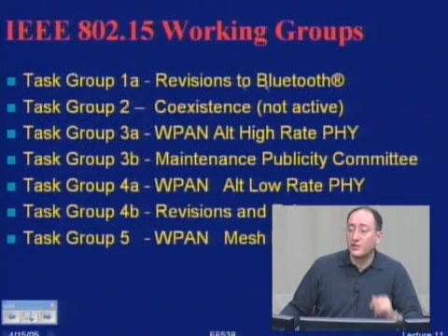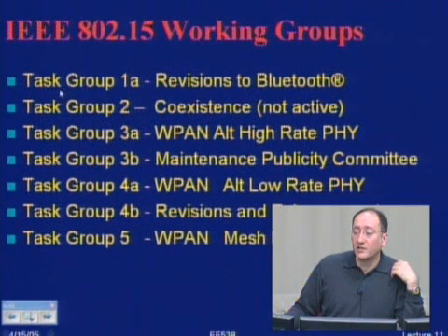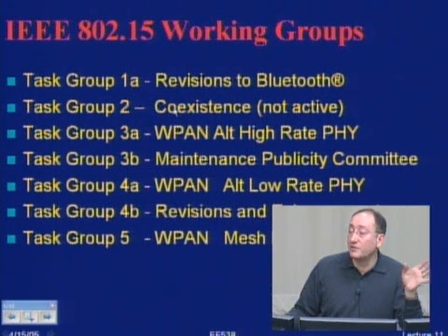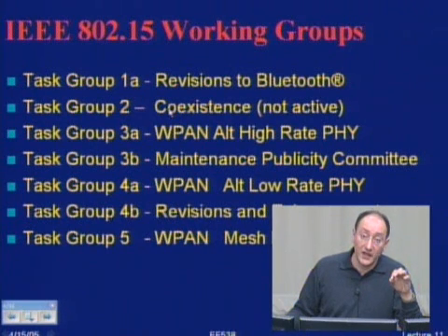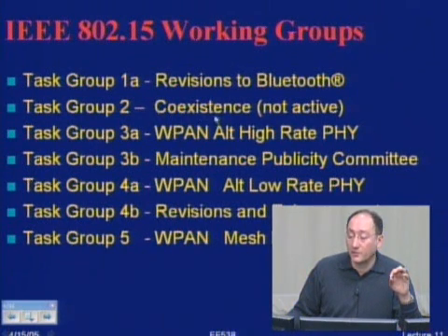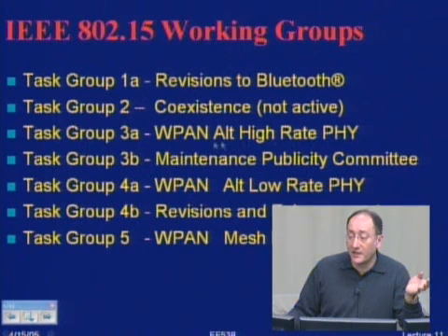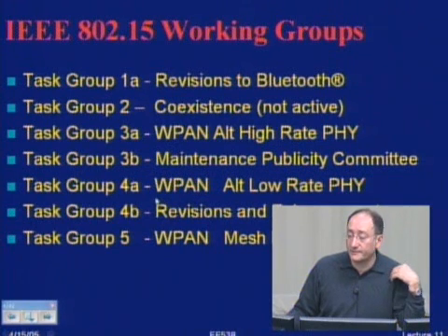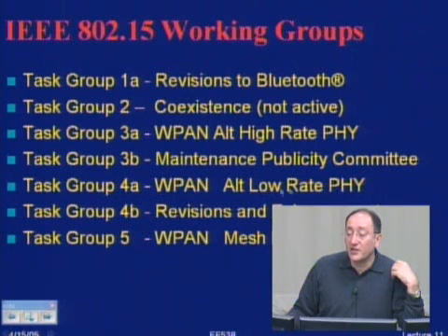These are different working groups in 802.15. I talked about group 1A, which was the Bluetooth. Group 2 was coexistence, which is now not active. Coexistence was basically interference between Bluetooth and 802.11. It was very popular for a while. At the height of Bluetooth, that was one of the most popular groups. And then 3A is WPAN at high rates, which is ultra-wideband, and the one that we are interested in. 3B is maintenance. Publicity committee is not of that much interest to us. Then is group 4, which works at low rate physical layer.